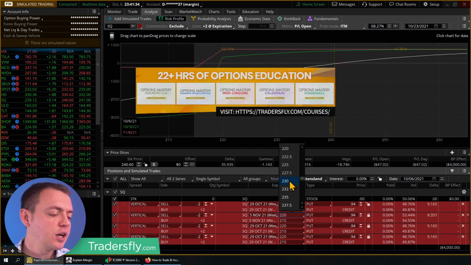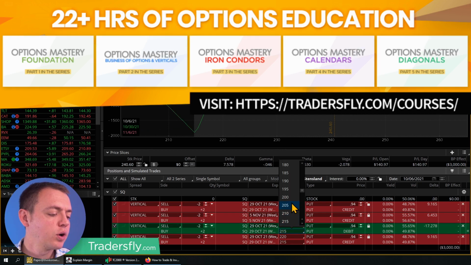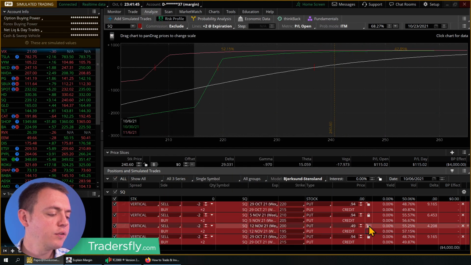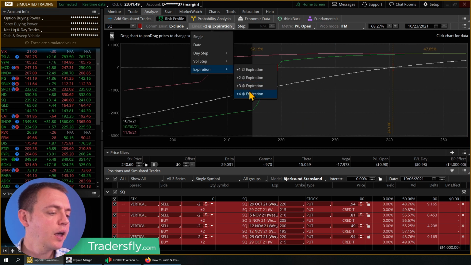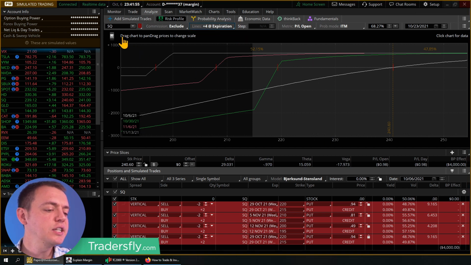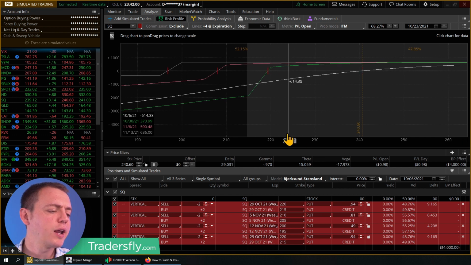I'll do some contracts in November here and start spreading that risk out, and I'll do some more contracts here in, let's say, November 12th. So I've got a couple contracts here, a couple contracts there, and I will change the number of lines at expiration right here. You can see just where all my risk is starting to be a little more spread out.